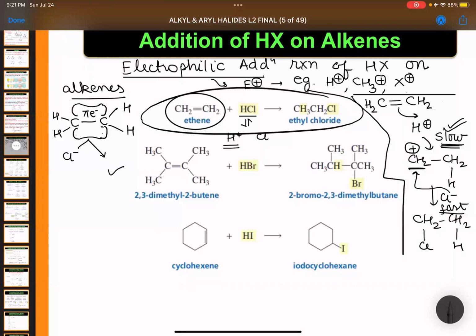This is addition of HBr. So HBr goes and attacks. First the H plus goes and attacks. The pi electron density of the double bond is taken away by the H plus. The carbon plus forms on the atom adjacent to the carbon atom where H plus has joined itself. Then wherever the plus is, there you have Br minus joining itself. So this is an addition reaction.